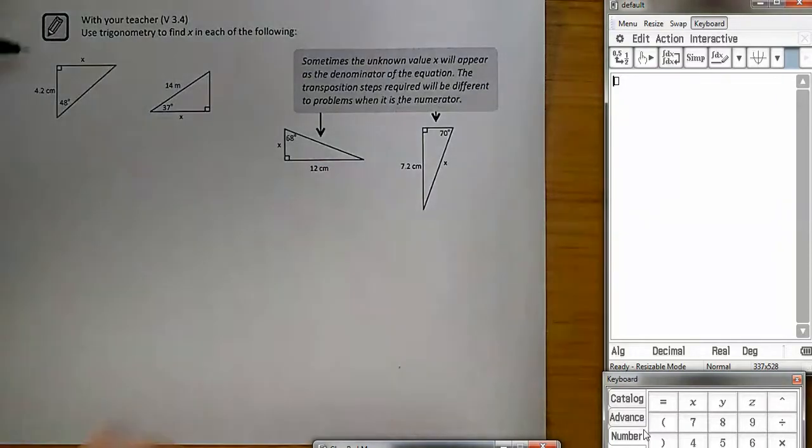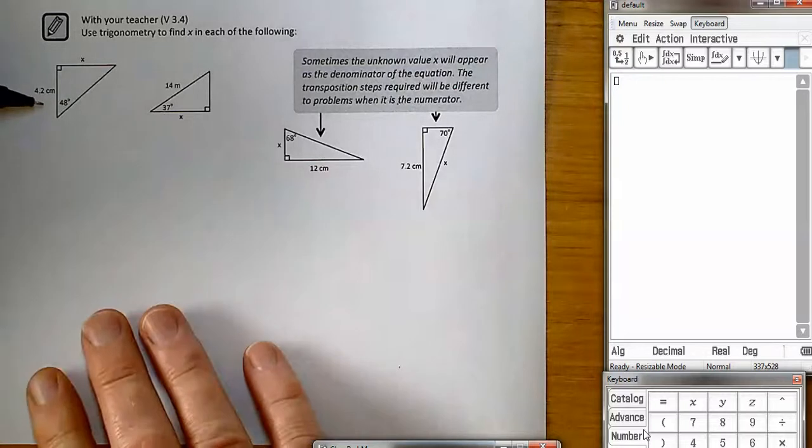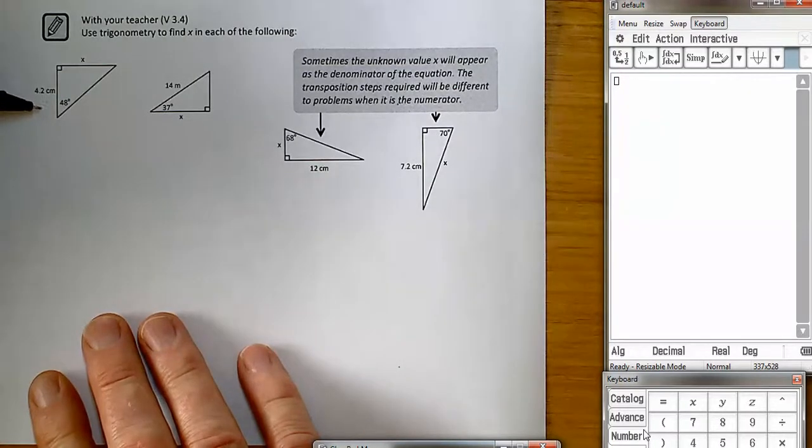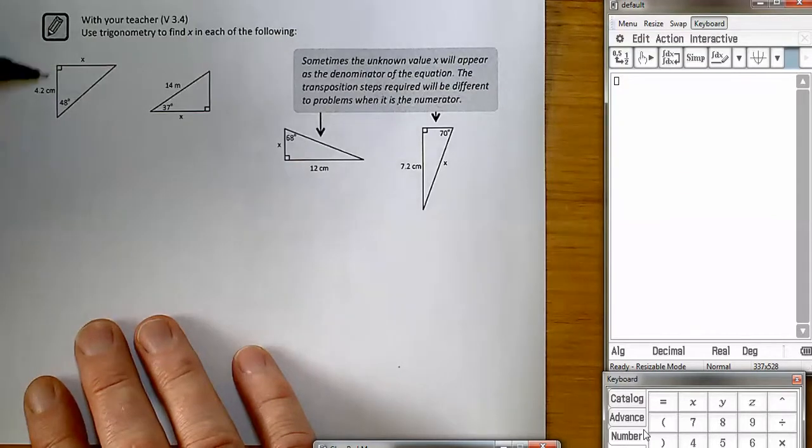When I approach a trig question like this, the first thing I ask myself is which sides are involved. In this triangle, it's the opposite side and adjacent side. The next thing I ask myself is which trig ratio connects together the opposite and adjacent side. If I look at my trig ratios, I can see it's the tan ratio. The tan of an angle equals opposite over adjacent. So this is a tan question.